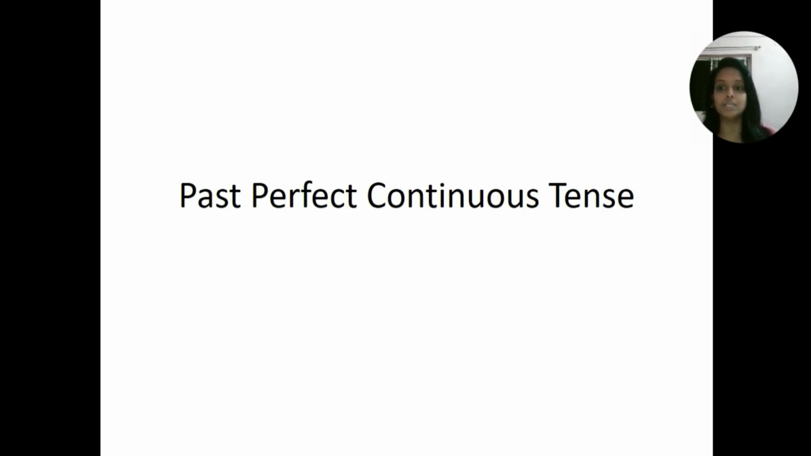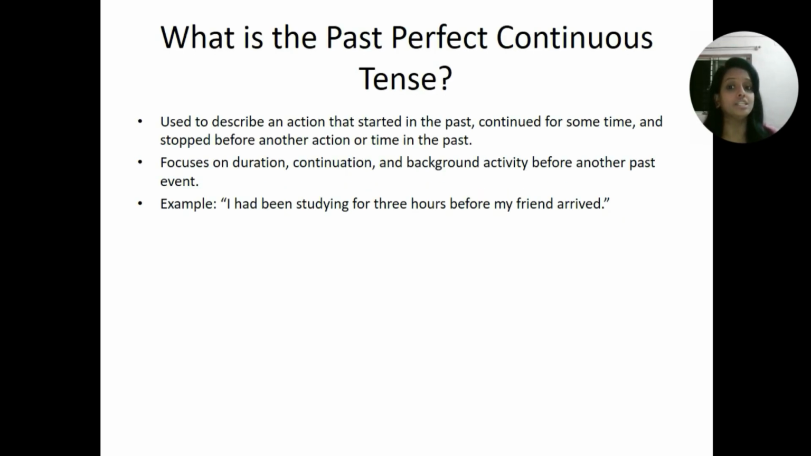Okay, so let's begin. The past perfect continuous tense is used to describe an action that started in the past, continued for some time, and stopped before another action or time in the past. Now, I'll just simplify this. A person started doing something in the past. The action continued for a duration. Then another past event happened. So that's where past perfect continuous comes in. It focuses on duration, continuation, and background activity before another past event.